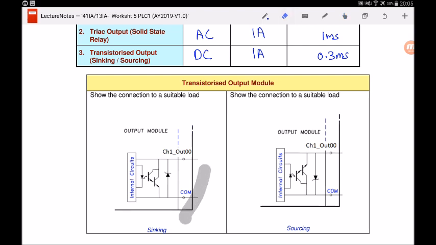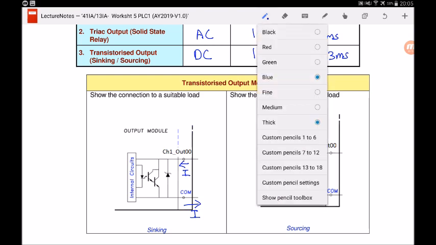So let's take a look at this output module first. This is a sinking output module, which means that current is flowing into the terminal, correct? So I'll label this I, current flowing in. Since current is flowing in, look at this direction, it is an anti-clockwise direction. That means current is flowing out of the common terminal.